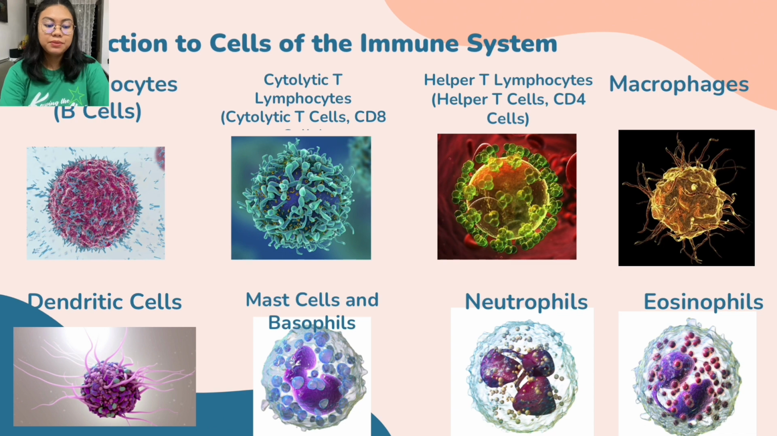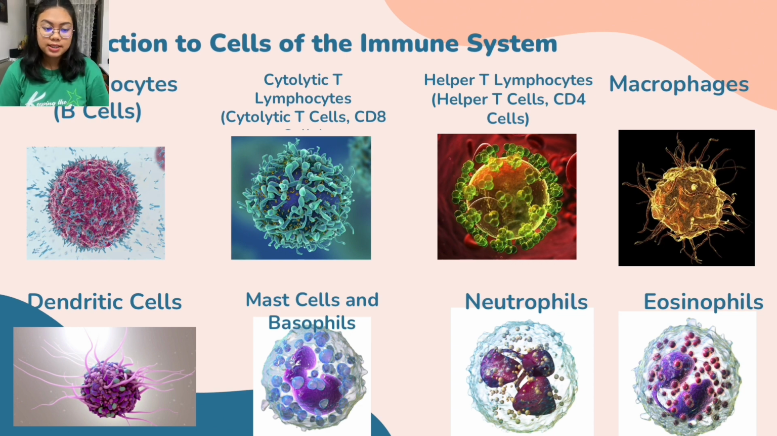Next is the helper T lymphocytes, or the helper T cells, or CD4 cells. Helper T cells contribute to the immune system in three ways. They have an essential role in the antibody production by B cells. They release factors that promote type 4 sensitivity reactions, also known as the delayed type hypersensitivity, and they participate in the activation of cytolytic T cells. Next is the macrophages. Macrophages begin their existence in the bone marrow, enter the blood as monocytes, and then infiltrate tissues where they evolve into macrophages. Macrophages are present in all organs and tissues.